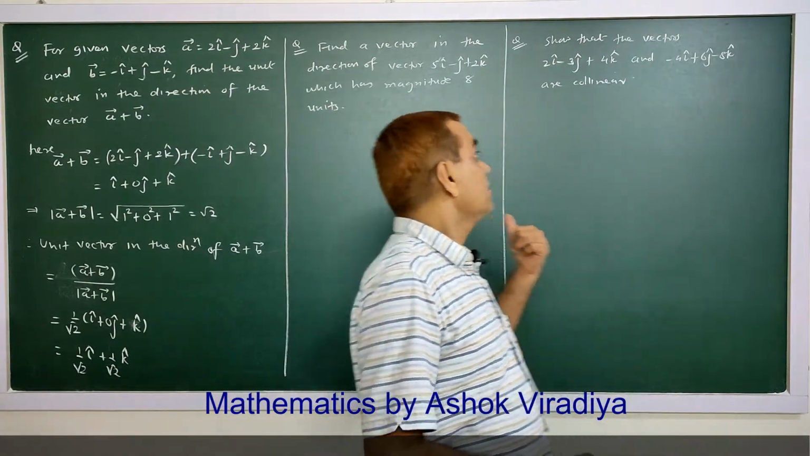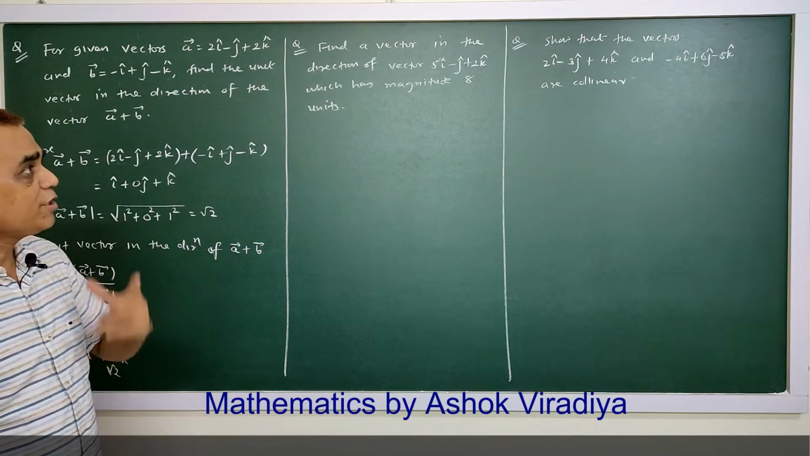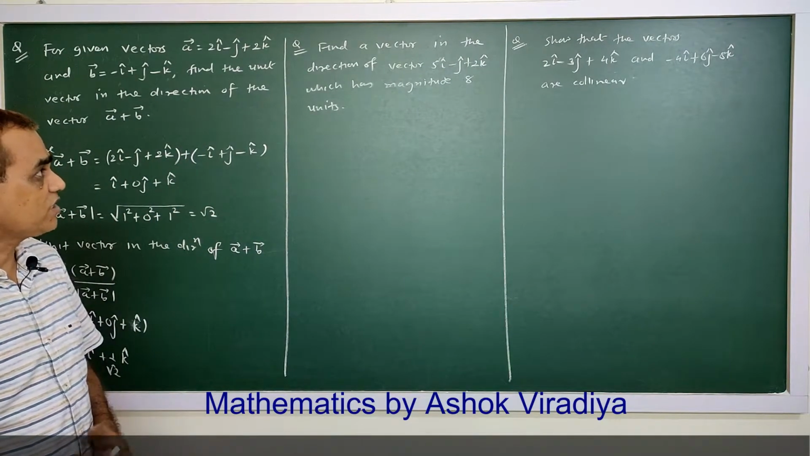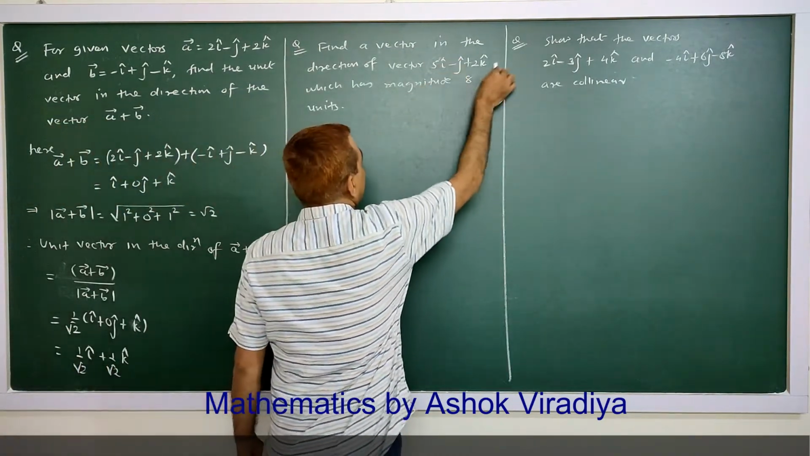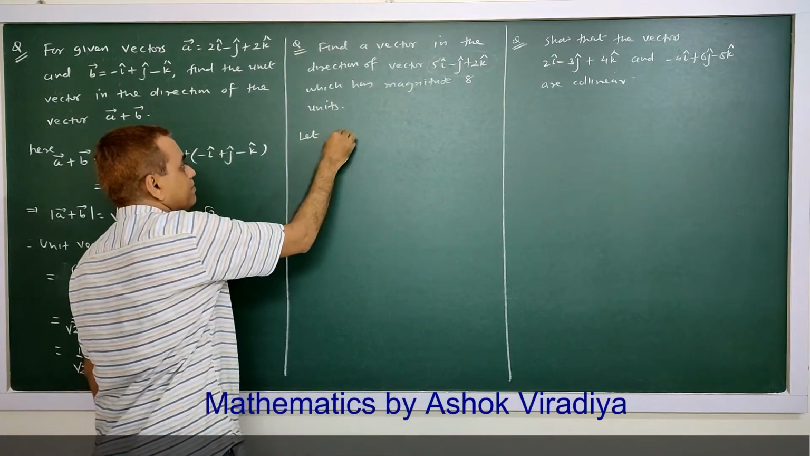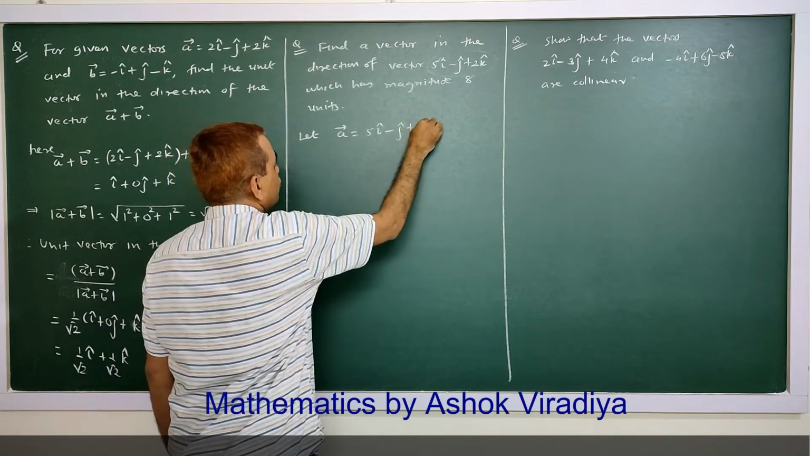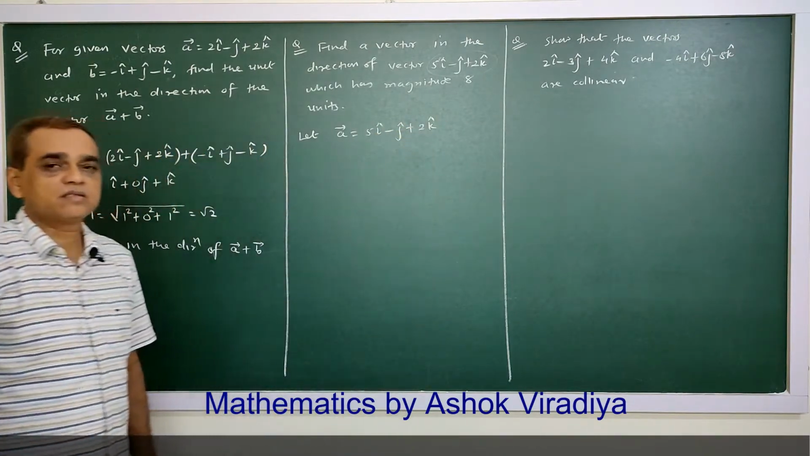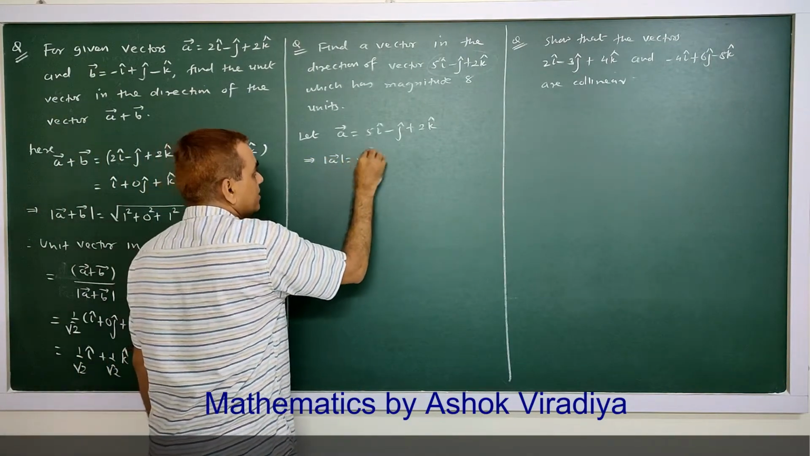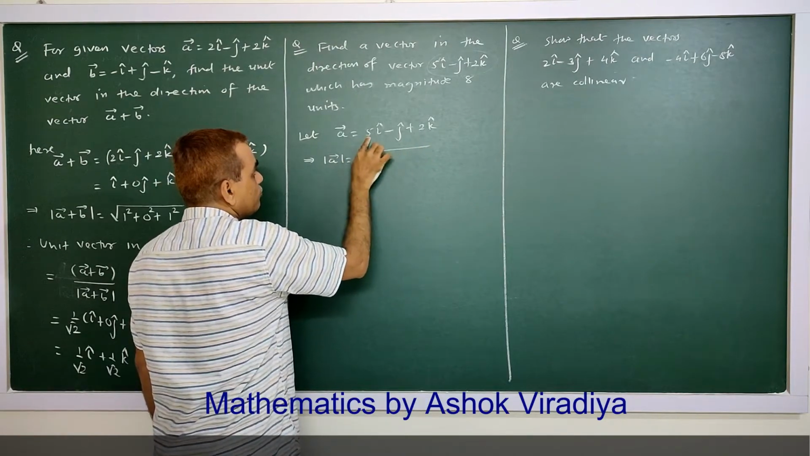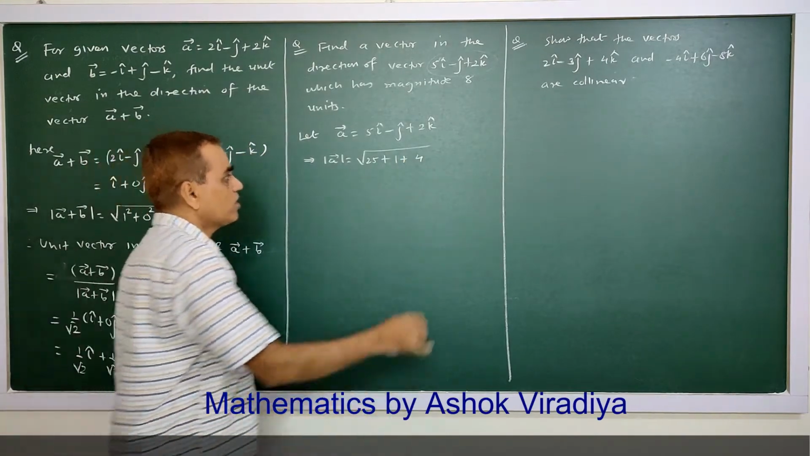Now in second question, find a vector in the direction of 5i minus j plus 2k which has magnitude 8 units. This is given. Let me say it is vector A, 5i minus j plus 2k. First of all, we find its magnitude. Magnitude of A is square root of 25 plus minus 1 square is 1 plus 2 square is 4. So this is square root of 30.